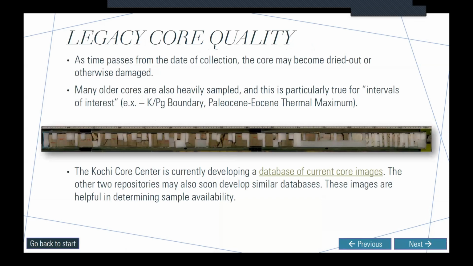In terms of legacy core quality, of course, as time passes from when we collect the core, it can become degraded, it can become dried out, it can be damaged in shipping. And many of the older cores are also heavily sampled. The picture I'm showing you here, all those very white-looking areas are actually foam that's used to replace material when we take a sample. So you can see this particular section has been quite heavily sampled. I think it's from somewhere near one of the PETM boundaries.